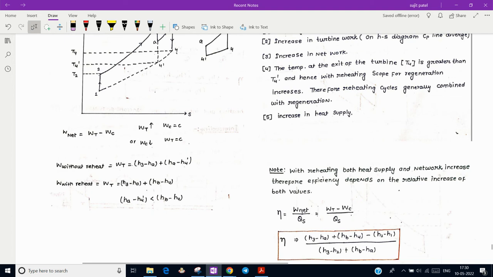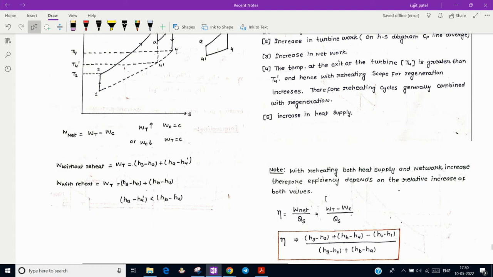So how does the efficiency depend on net work and heat supply? Suppose, as an example, the net work is increased by 50, that means whatever the previous one was, you are getting 50 kilojoule per kg more work. But the additional heat supply you have to give is 25. So the increase in the turbine net work is more compared to the heat supply, so your efficiency will increase.